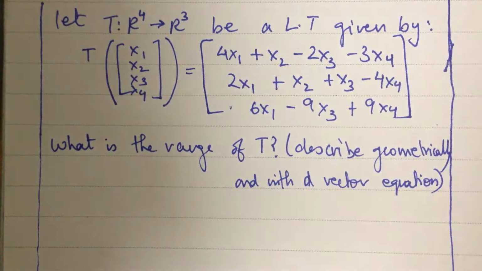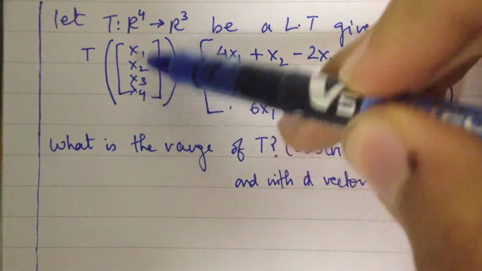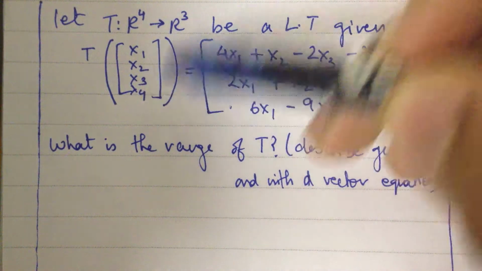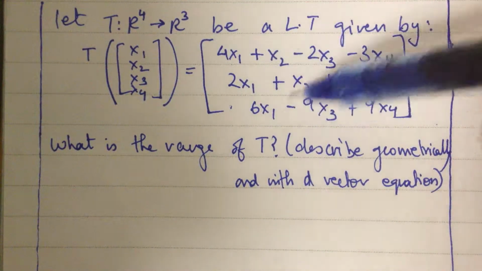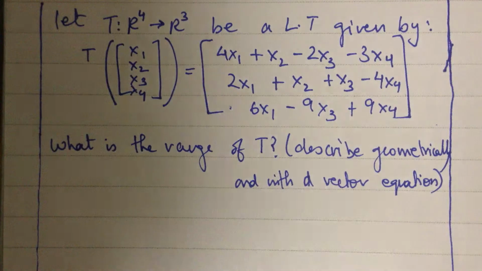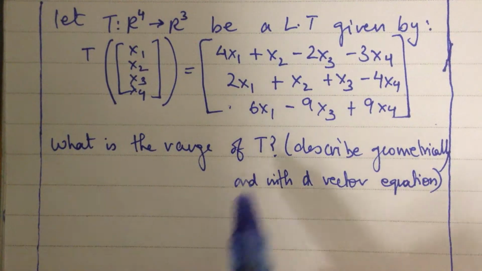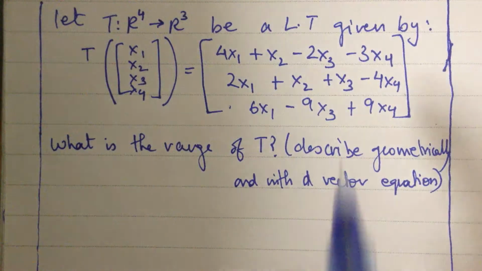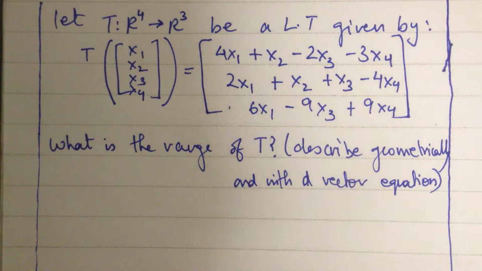So this is a linear transformation which clearly goes from R4, this vector in R4, to R3, which gives this vector in R3. So now the question is asking for the range of T, which is this linear transformation right here, and they ask us to describe it geometrically and then with a vector equation. So first we will describe this geometrically.